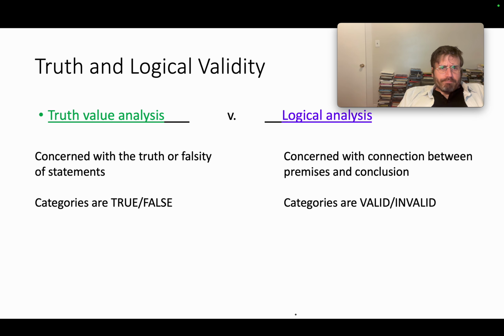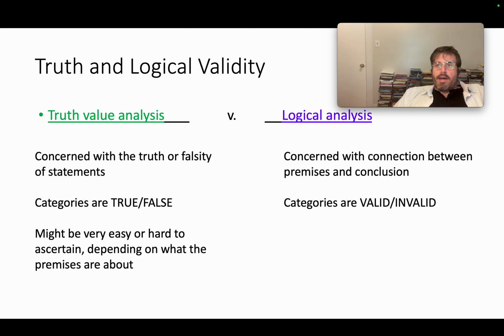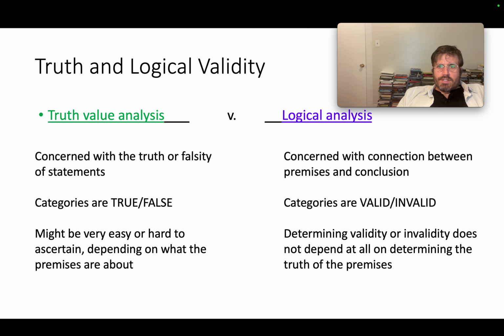Truth value analysis might be easy or hard to ascertain depending on what those premises are about. The reason for that is because it usually requires some past knowledge of the subject matter, right? If you didn't know who Socrates was, you might really not know anything about the truth value of those premises, and that's quite okay. Indeed, we'll get so many examples of arguments throughout the class that almost inevitably you'll encounter some subject matter that you're not familiar with, but that's typically okay because overwhelmingly we're going to be doing logical analysis, not truth value analysis.